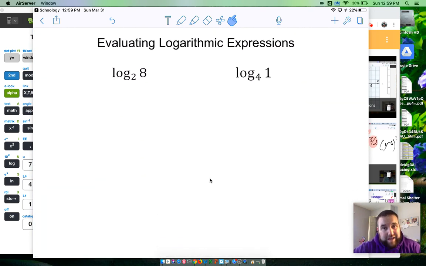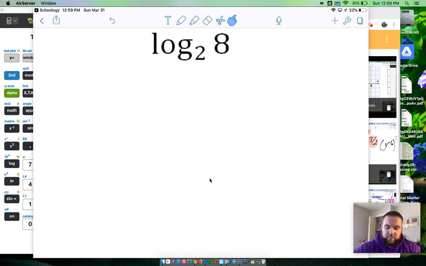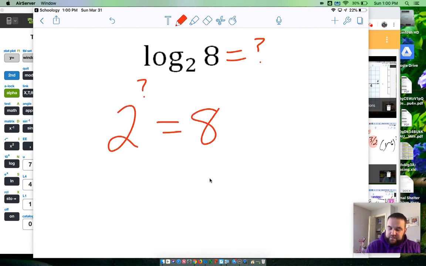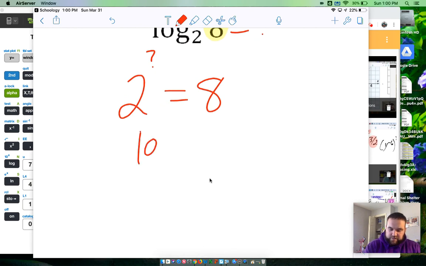So if you want to evaluate a logarithmic expression, such as log base 2 of 8, understand that you are trying to find what number. I'll use a question mark. Log base 2 of 8 is equal to what number? If I were to take this and rewrite it as an exponent, it'd be 2 to what power equals 8. So that's what you should be thinking in your head. The base number raised to what power will give me this. In this case, we know 2 to the 3rd is 8. So log base 2 of 8 is equal to 3.